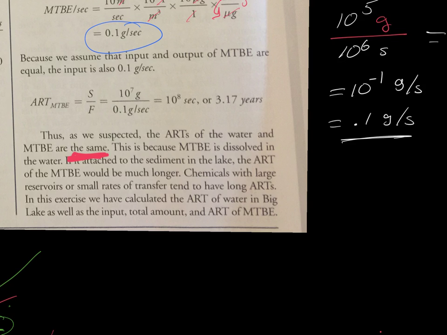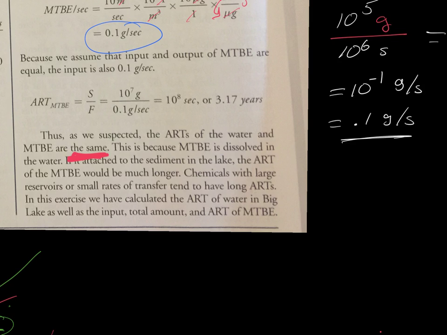Now because we assume that the input and output of the MTBE are equal, so if we assume that the MTBE is leaving the lake as quickly as it's coming in, then the input is also 0.1 grams per second. So we'll go ahead and assume that. These are assumptions, and anytime you make an assumption, of course, you're leaving yourself open for error, and that gets taken into account in any scientific endeavor. So you have the residence time of MTBE is S divided by F.